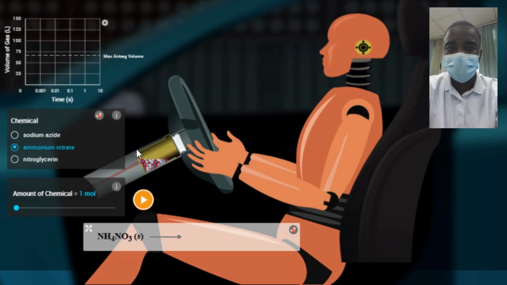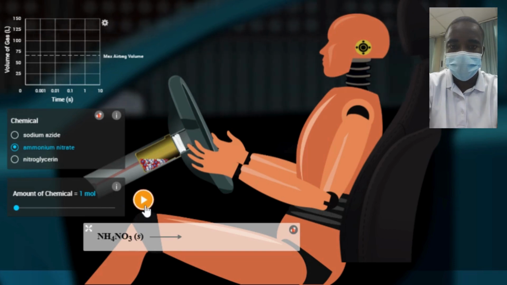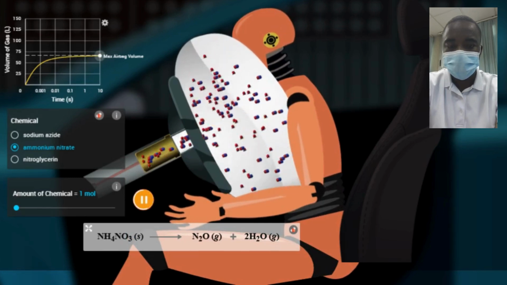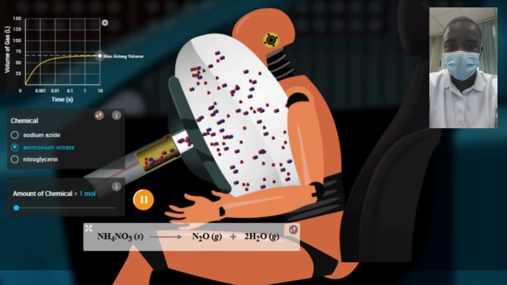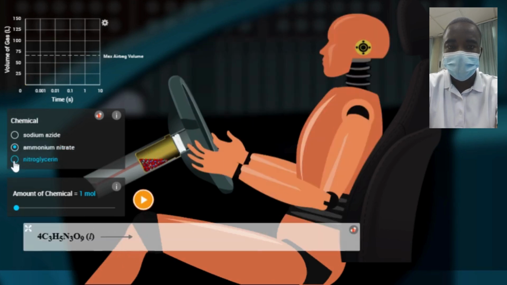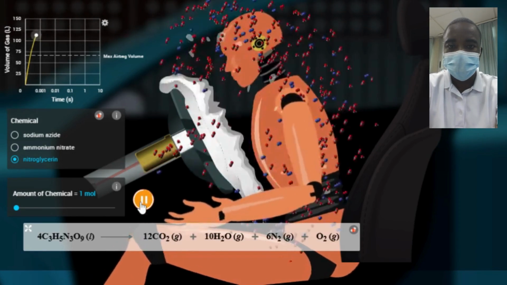1. Sodium azide is the most commonly used chemical in airbag systems. The compound decomposes to give sodium and nitrogen gas. This reaction produces nitrogen gas, which is non-toxic and inert, making it safe for occupants. 2. Ammonium nitrate decomposes to produce nitrogen gas and water vapor. This reaction produces nitrogen gas, however, the presence of water vapor can affect the inflation dynamics. 3. Nitroglycerin is a highly explosive compound that decomposes to produce a mixture of gases. The reaction produces a variety of gases, including carbon dioxide and nitrogen, which can inflate the airbag.